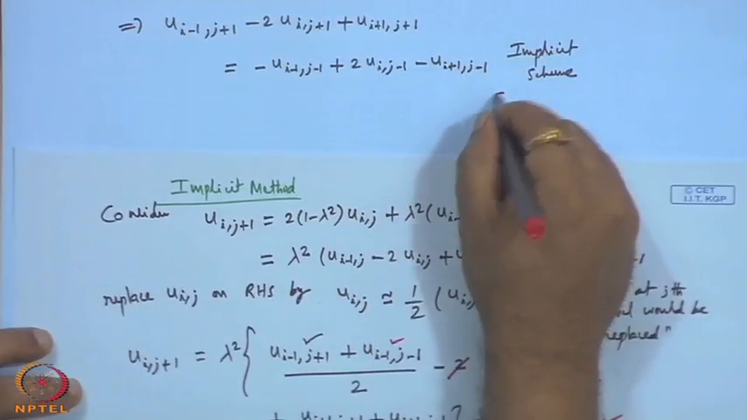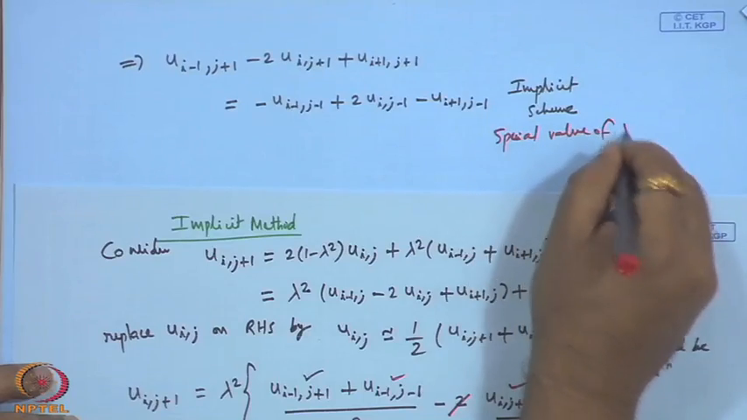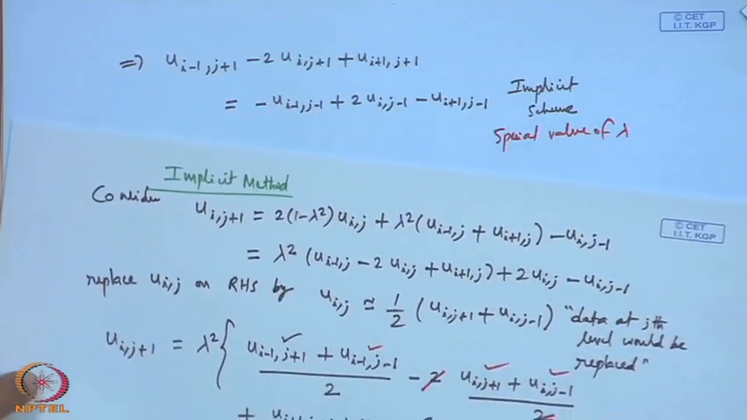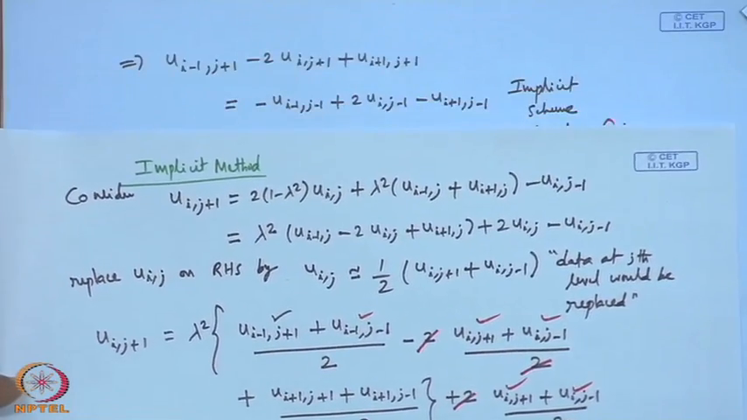So, this is for a special value of lambda, but we can get a more general formula from here that involves lambda. Okay. So, this gives an implicit method, and you can see on the left hand side you have values corresponding to the j plus 1 level, and on the right hand side you have values corresponding to the jth level, and hence you get a system of equations. Okay. So, we will pay more attention to the implicit method in the coming lecture. Until then, bye.